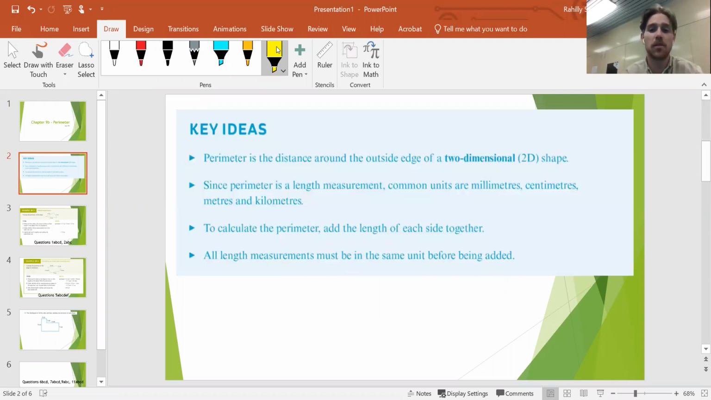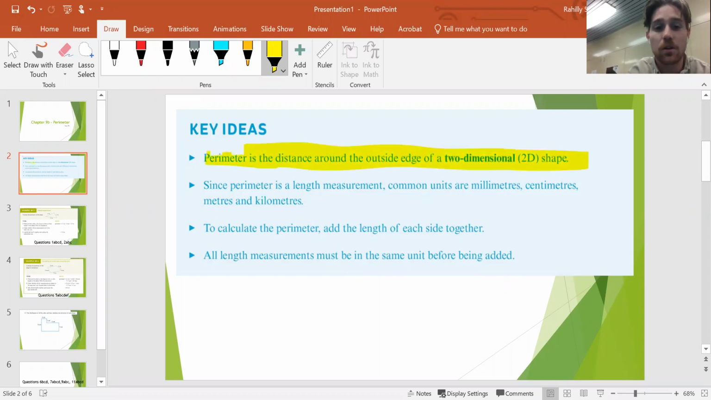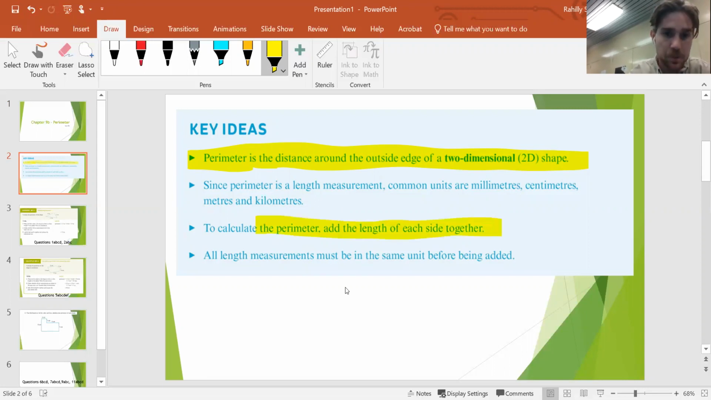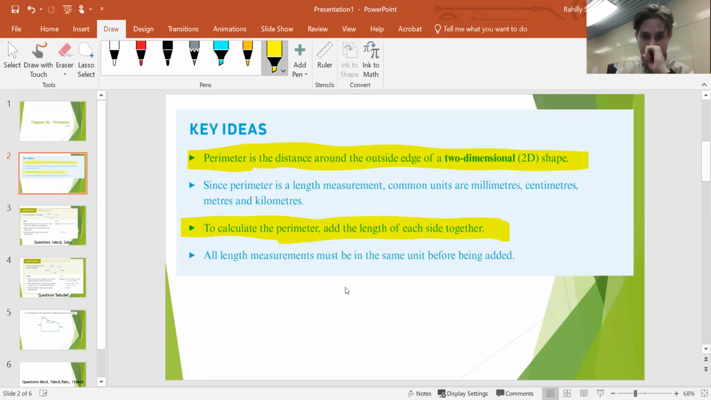Perimeter is the distance around the outside edge of a 2D shape. Since the perimeter is a length measurement, common units are millimeters, centimeters, meters, and kilometers. So like Mr. Murdoch explained, they're the units of measurement. To calculate the perimeter, we add the length of each side together. So you're adding the lengths that are around the shape.